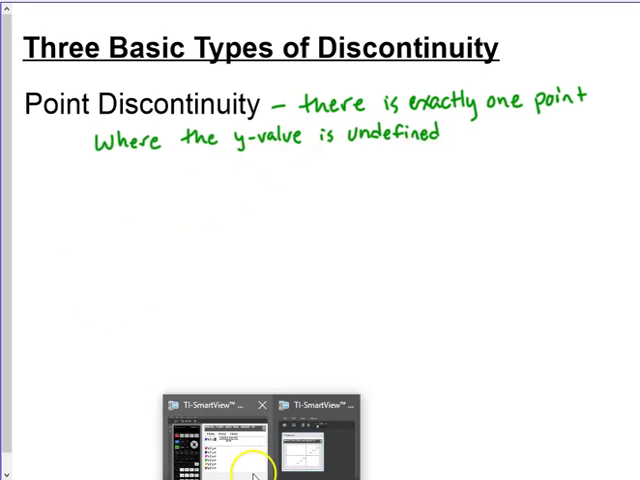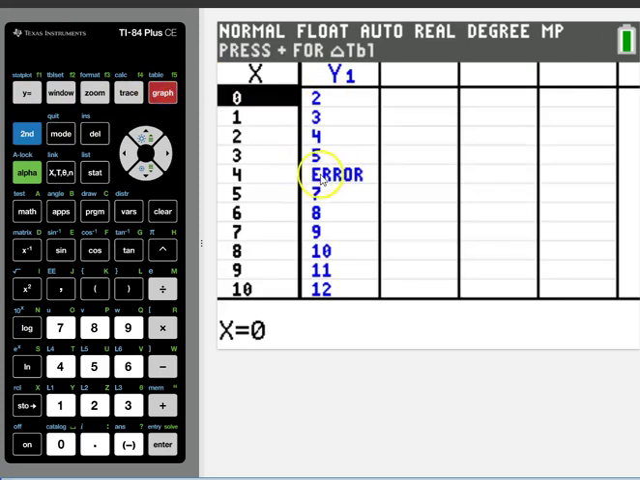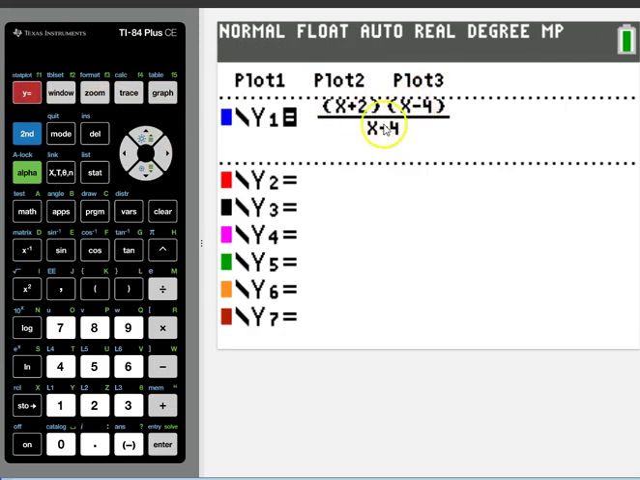Well, check this out. I'm going to show you a function here, a rational function, right? Polynomial over polynomial. And of course, we can't let x equal 4, right? If we were to peek at the table, we see that there's an error where x equals 4. But because there's a common factor, x minus 4, these would actually divide out, right, to simplify it.